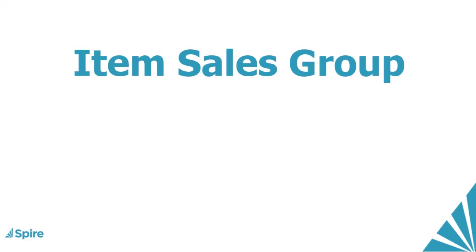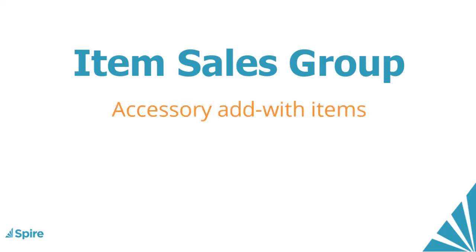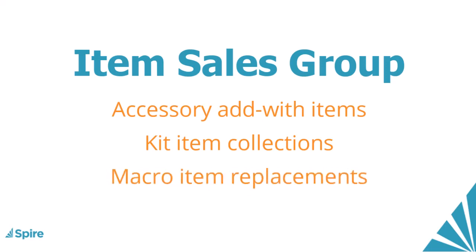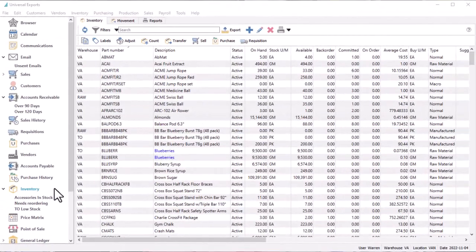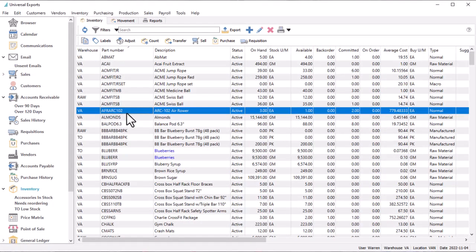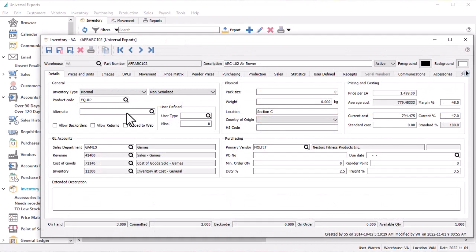Spire provides multiple ways to create a collection of items to add to sales orders together. Include accessories as additional items, kit items representing a specified group of items, and macro items replaced by an item group. These item groups can be configured when editing an inventory item record.